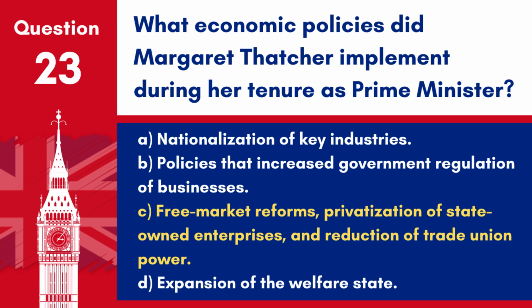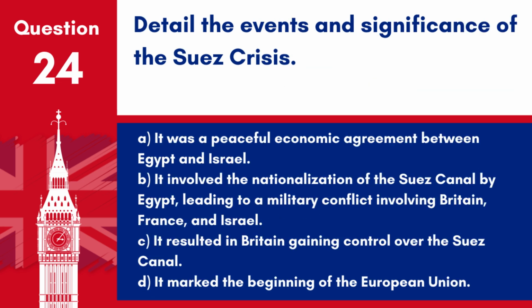Answer C. Free market reforms, privatisation of state-owned enterprises, and reduction of trade union power. Margaret Thatcher's economic policies focused on reducing the role of the state in the economy and were marked by significant privatisation and deregulation.